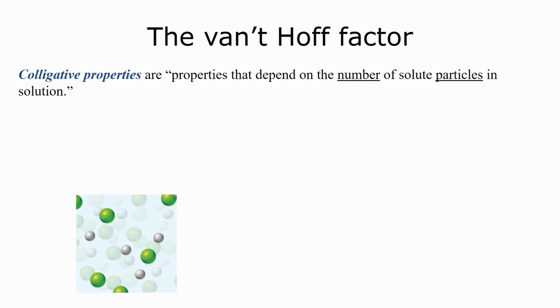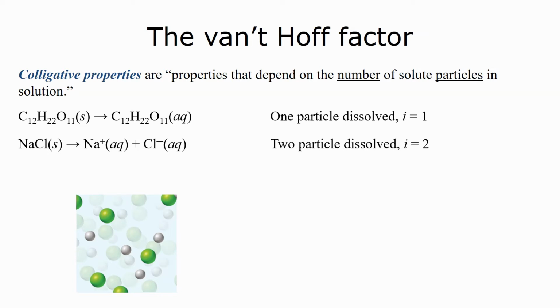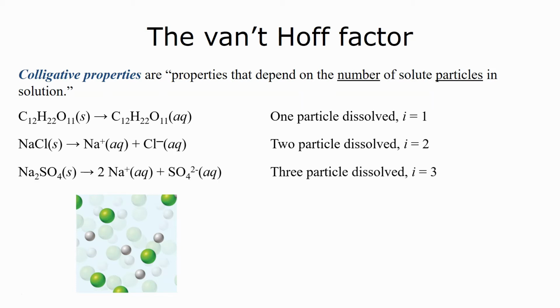Well, colligative properties, what we're talking about here, are properties that depend not on the concentration of a compound, but on the absolute number of solute particles in solution. What does that mean? For example, if we take 1 mole of sucrose and dissolve it in water, we get 1 mole of dissolved particles. However, if we take 1 mole of sodium chloride, an electrolyte, we actually get 2 moles of particles, in this case ions. And if we take 1 mole of sodium sulfate, we get 3 moles of particles.